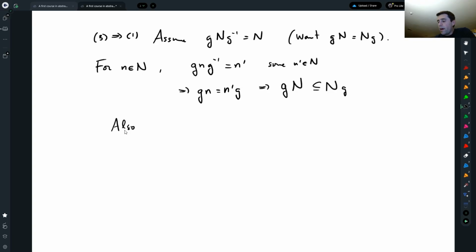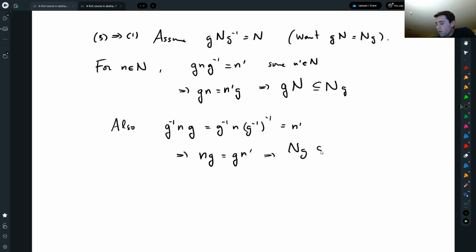Also, I have that, so now what I would like is, I'm going to start with g inverse and g, that is the same as g inverse and g inverse inverse, and therefore by my assumption that has to be an element of N, and that tells me then that Ng is contained in gN, and therefore I have both containments, which imply that gN is equal to Ng, which is what I wanted to prove.